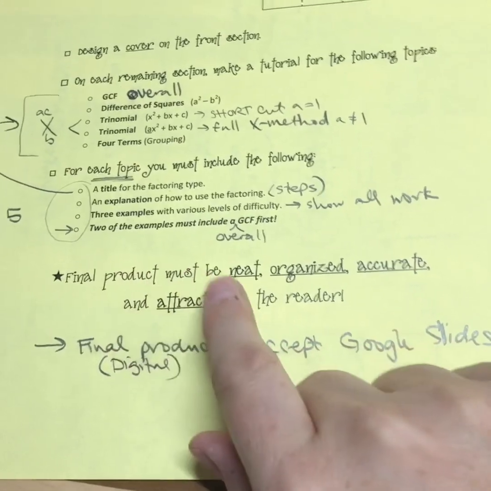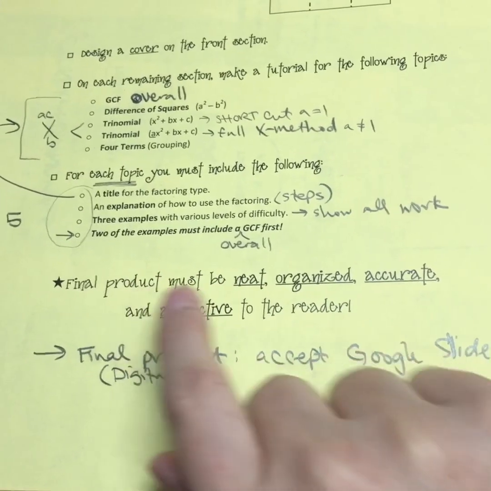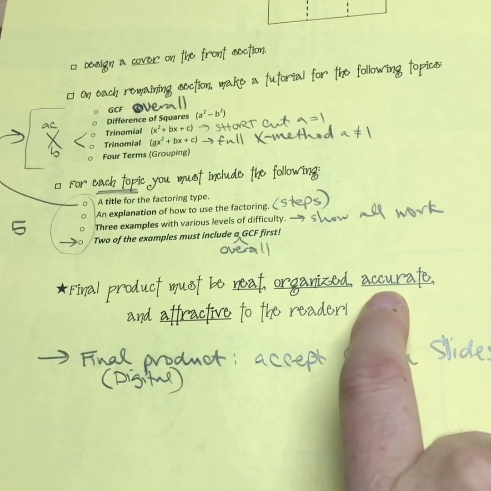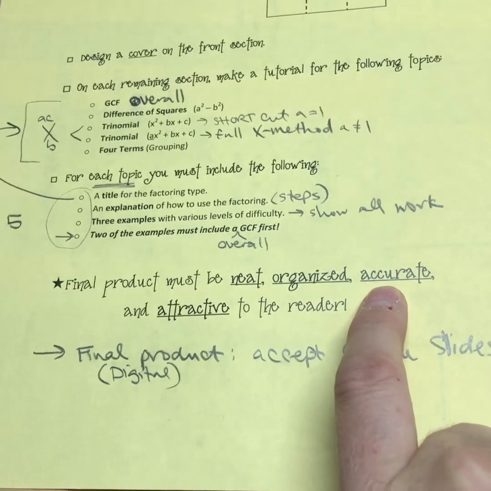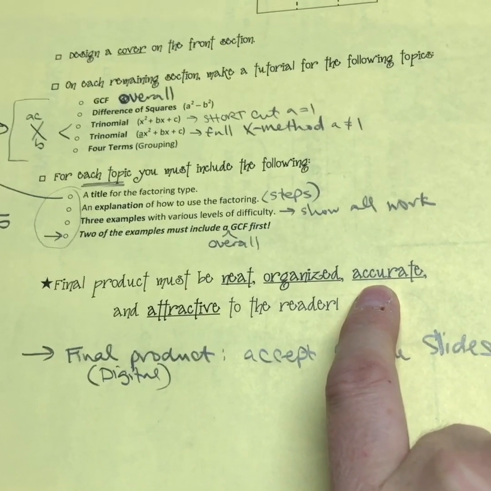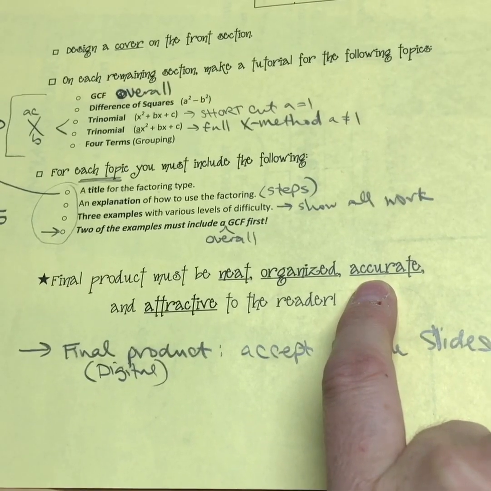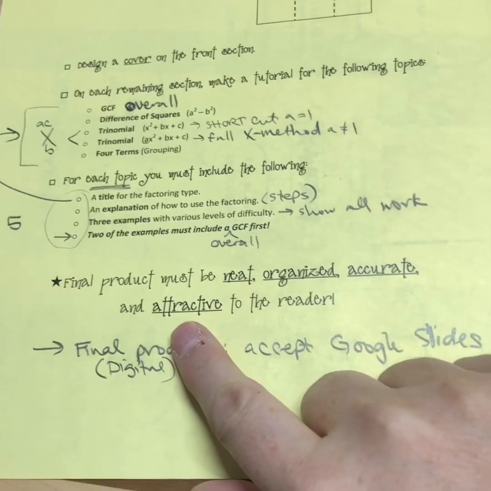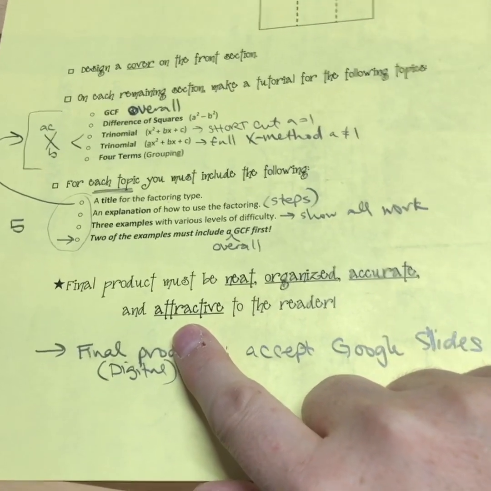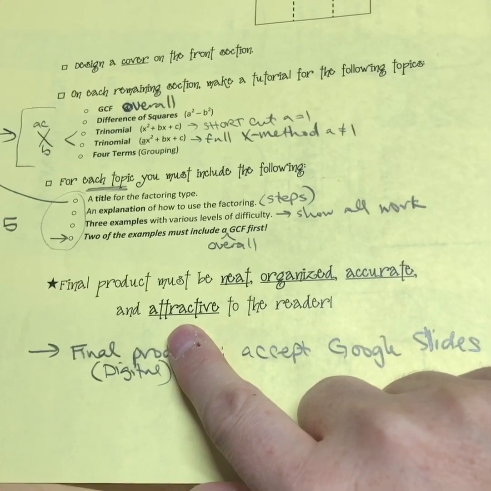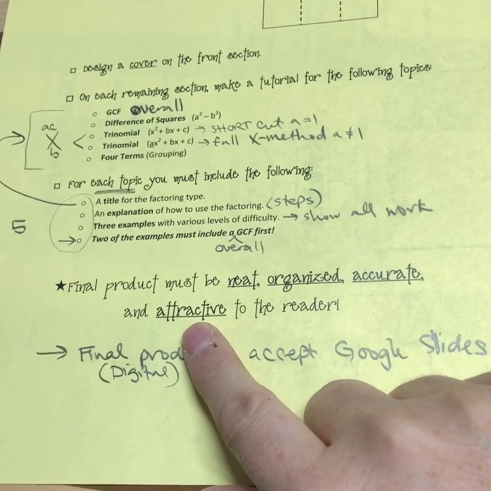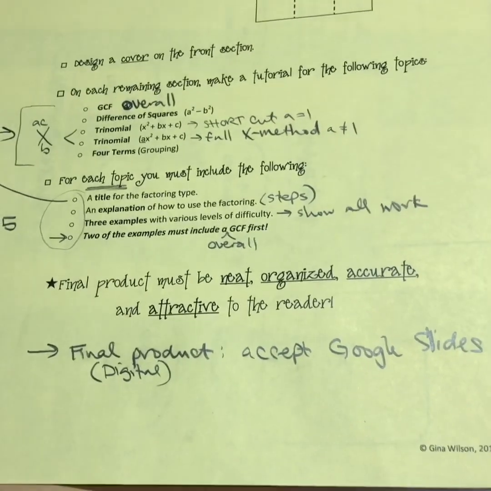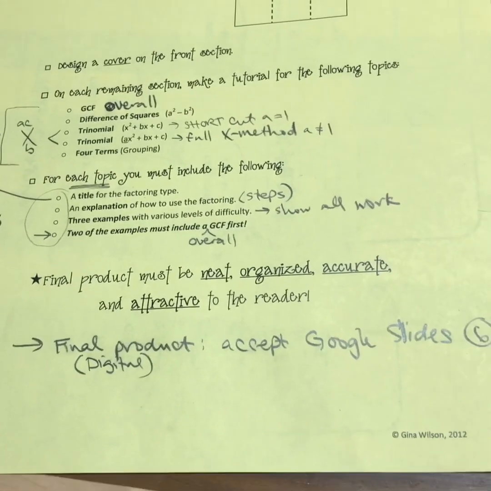Now, your final product, in other words, your final brochure needs to be neat, organized, accurate. In other words, no mistakes. You have to make sure that, for example, your final answer has the overall GCF for the medium and hard problems in front of the final answer, and make sure that they're correct and attractive to the reader. I'm not going to be grading your artistic ability, but if you do have artistic ability, go crazy. And if you know how to make things attractive by being simple and maybe adding some color, do that. It's up to you. I've seen some really great ones in black and white too.